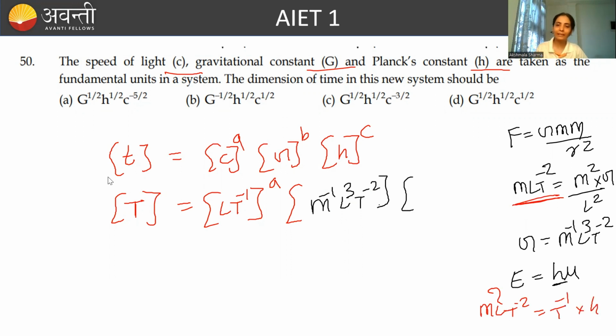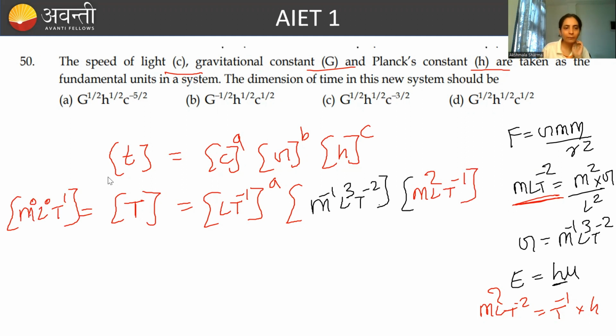What dimension of h do we see now? Look carefully here: ML^2 T^-1. Now equate. Okay. So this T can be written as M to the power 0, L to the power 0, T to the power 1. Done. So whatever power of M is on the left hand side, the same power should be on the right hand side. Similarly for L and T.